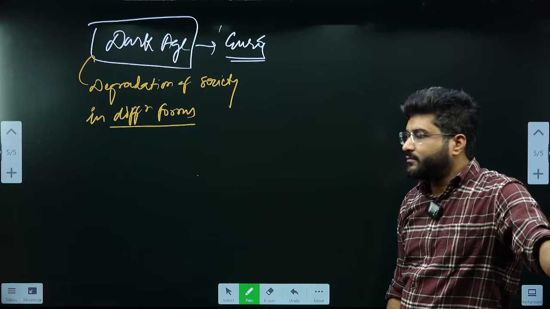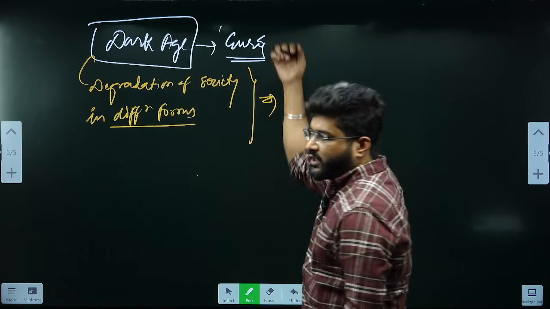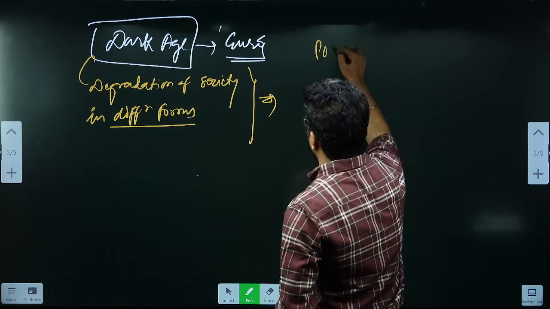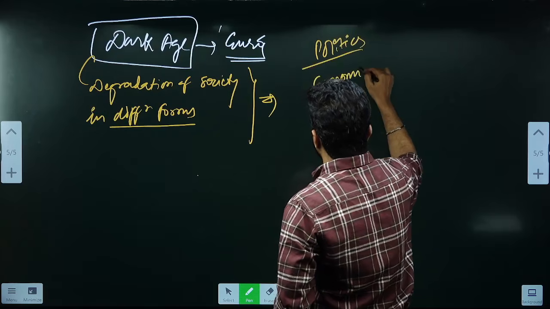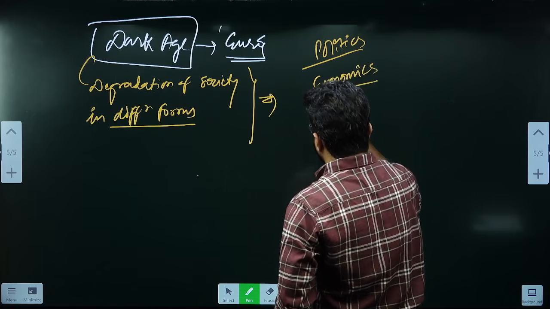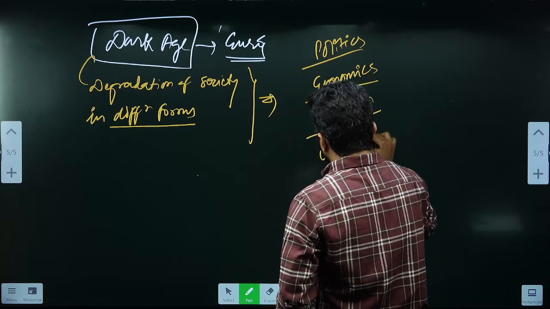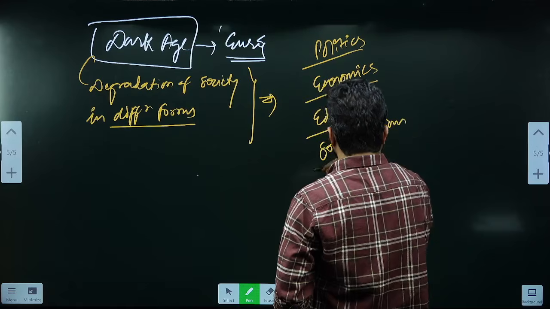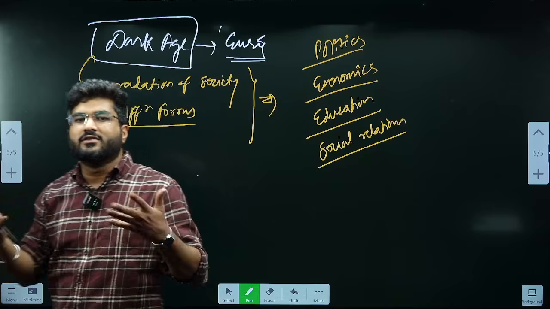Okay, that means whatever the society has been going through, there are different problems. There will be problems related to politics, problems related to economics, problems related to education, problems related to social relations. That means how people have been interacting with each other and how people have been seeing each other in society.